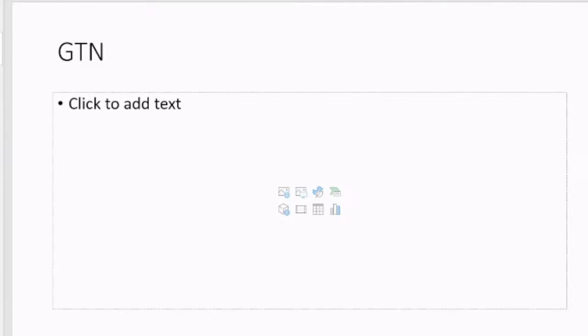So GTN can come as short notes. I don't know whether it will come as a long essay question for you, but various aspects of GTN can be asked as short notes, right? So you have to know GTN properly. It's also important from the point of view of your practical exams.